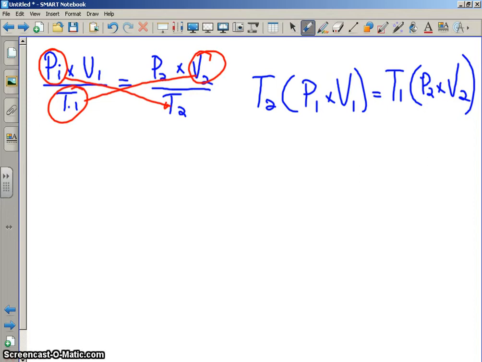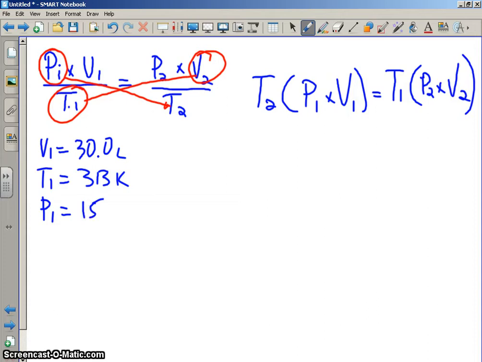So let's take a look at the knowns. Our first volume, V1, is equal to 30.0 liters. Our T1 is 313 Kelvin. Now remember, Kelvin is already listed, so we don't have to add 273. If it was in Celsius, we would have to do so. All right? P1 is equal to 153 kPa.